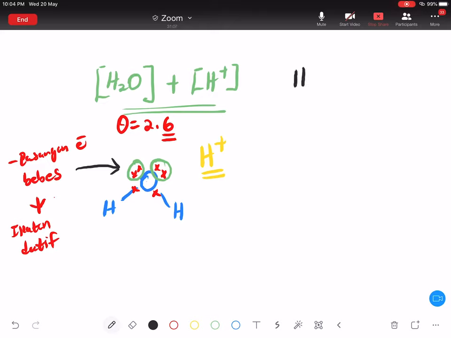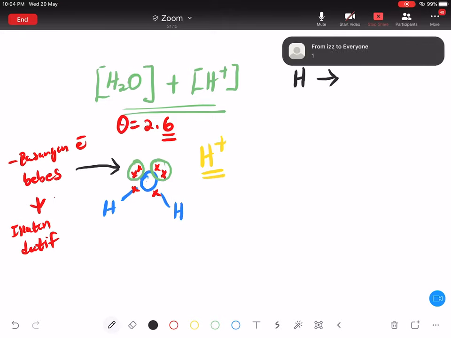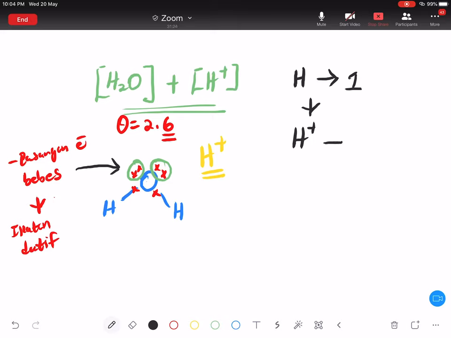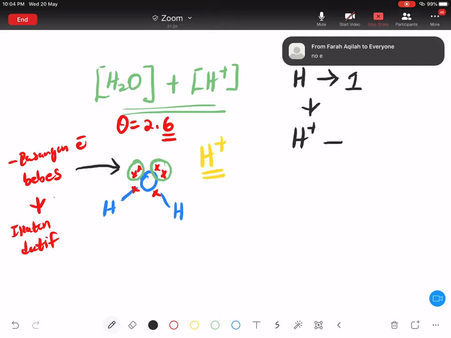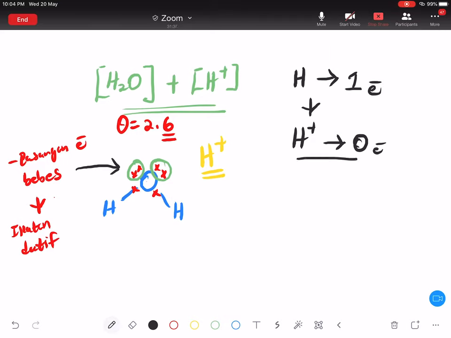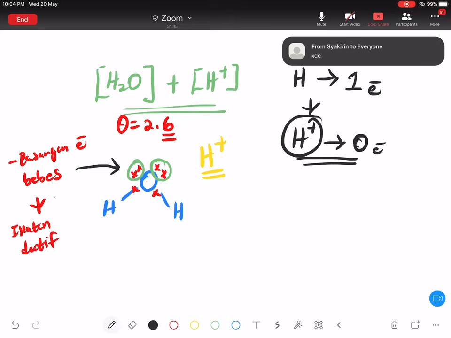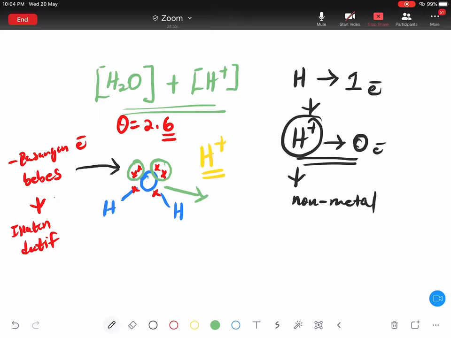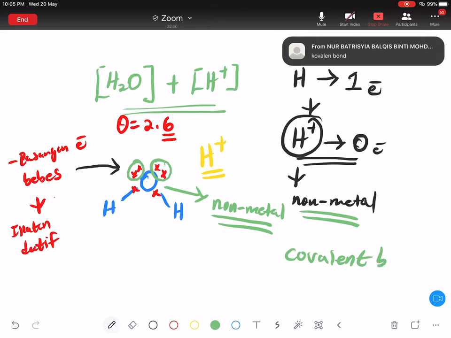Guys, can I ask you a question? How many electrons does a hydrogen have? One. Guys, if I say H plus, what does H plus mean? It has donated, no more electron. So, zero electron. It donated. But look, does it still have an electron? Does H plus have an electron? It has no electron. Okay, one more thing. H is a non-metal. And oxygen is another non-metal. Therefore, both are non-metals. Therefore, they can make a covalent bond.